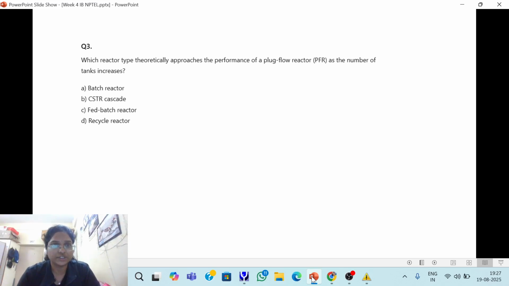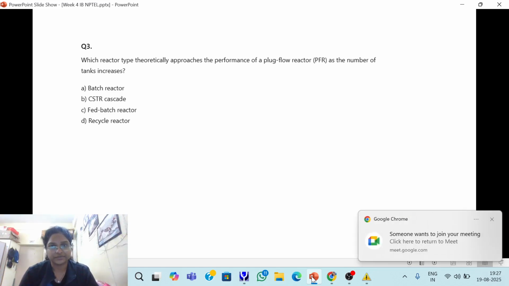Moving on to the next question. Which reactor type theoretically approaches the performance of a plug flow reactor as the number of tanks increases? Batch reactor, CSTR cascade, fed batch reactor, or recycle reactor.